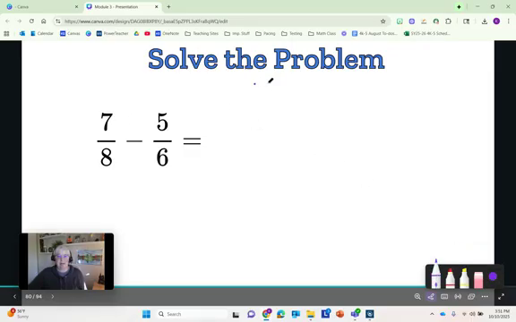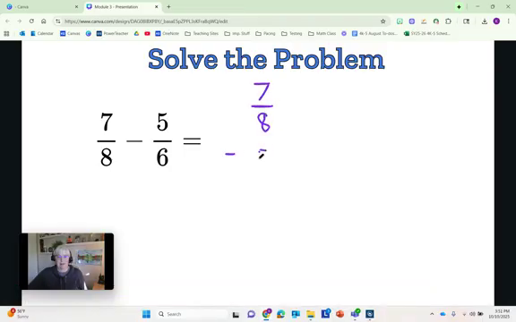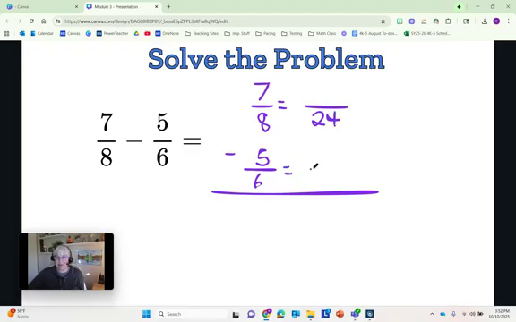Okay, 7/8 minus 5/6. We found that our common denominator, or least common multiple, is 24. Sometimes they call it the least common denominator too. It's another name for it. I'm trying not to confuse you. Least common multiple is 24. They're all just words for the same thing.